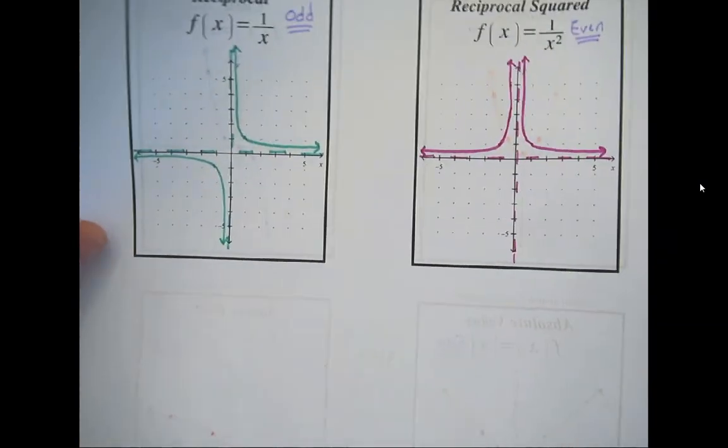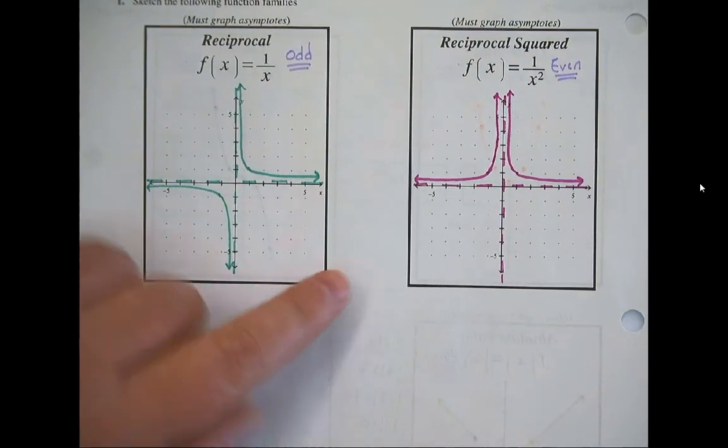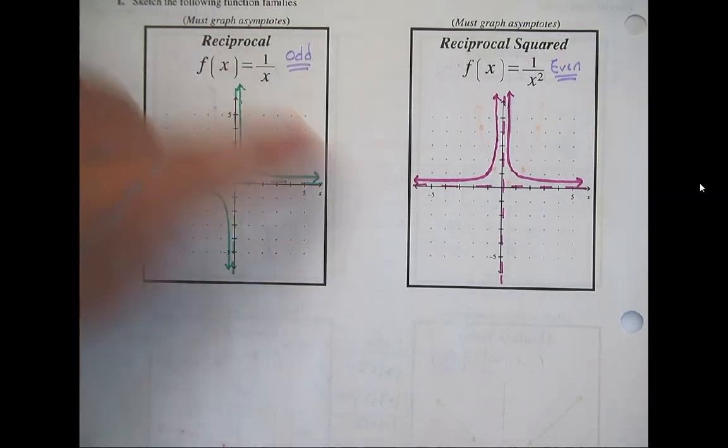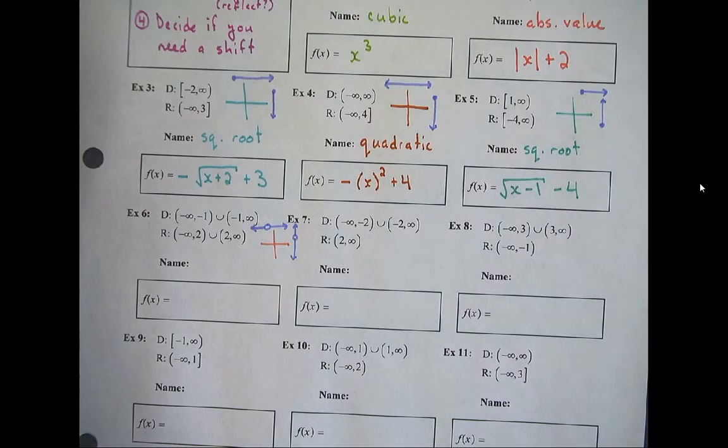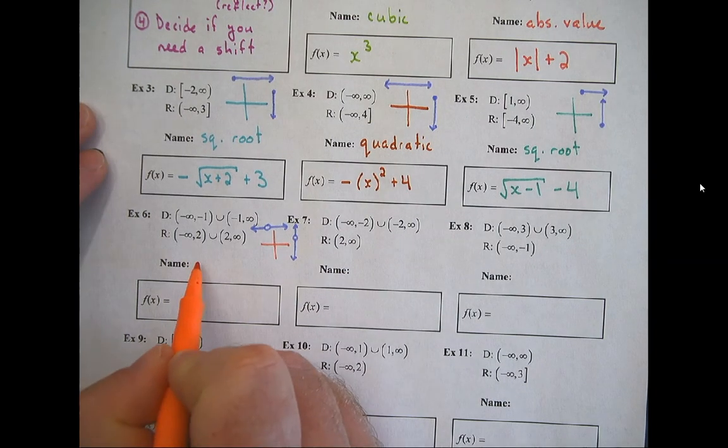So I need a graph that is only missing 2 spots, but goes in every direction except for those 2 spots. So that's got to be the reciprocal family. Because remember, reciprocal family goes up and down, where the reciprocal squared only points in one direction. So I know this is going to be the reciprocal family.